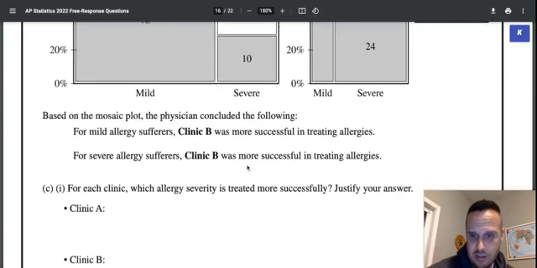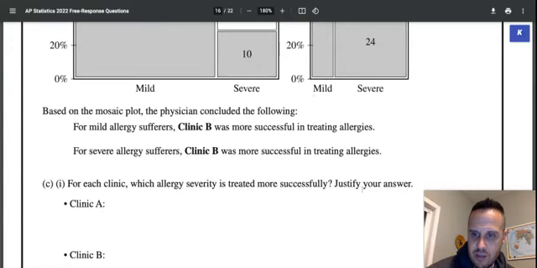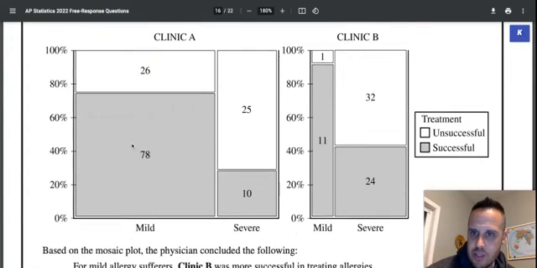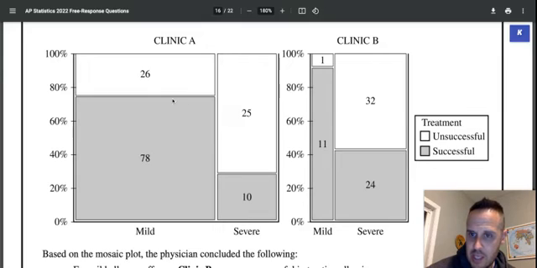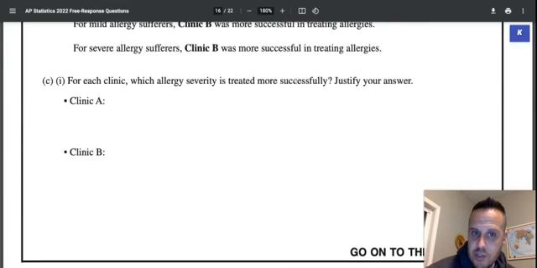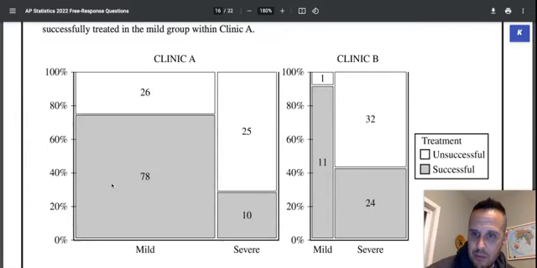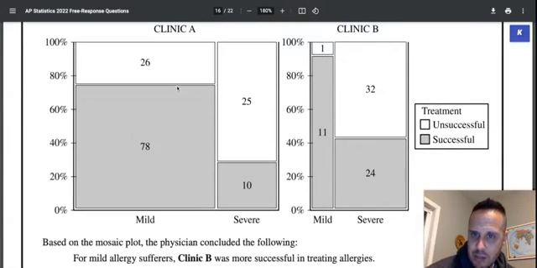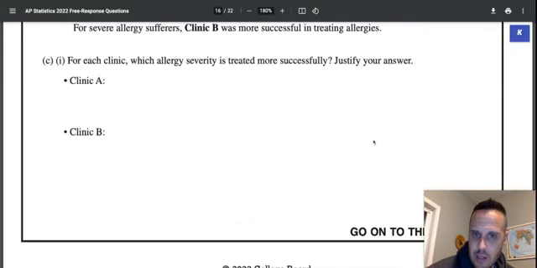That's crazy, okay? For each clinic, which allergy severity is treated more successfully? Justify your answer. So Clinic A, you can just estimate the percentages, but with the numbers here, I would actually calculate 10 out of 35, 78 out of whatever those add up to, 24 out of those, and 11 out of 12, okay? Which ones are treated more successfully? They both are better at mild, okay? Clinic A is better at mild. You can tell by the way higher bar and the lower bar, way higher bar, way lower bar, okay?